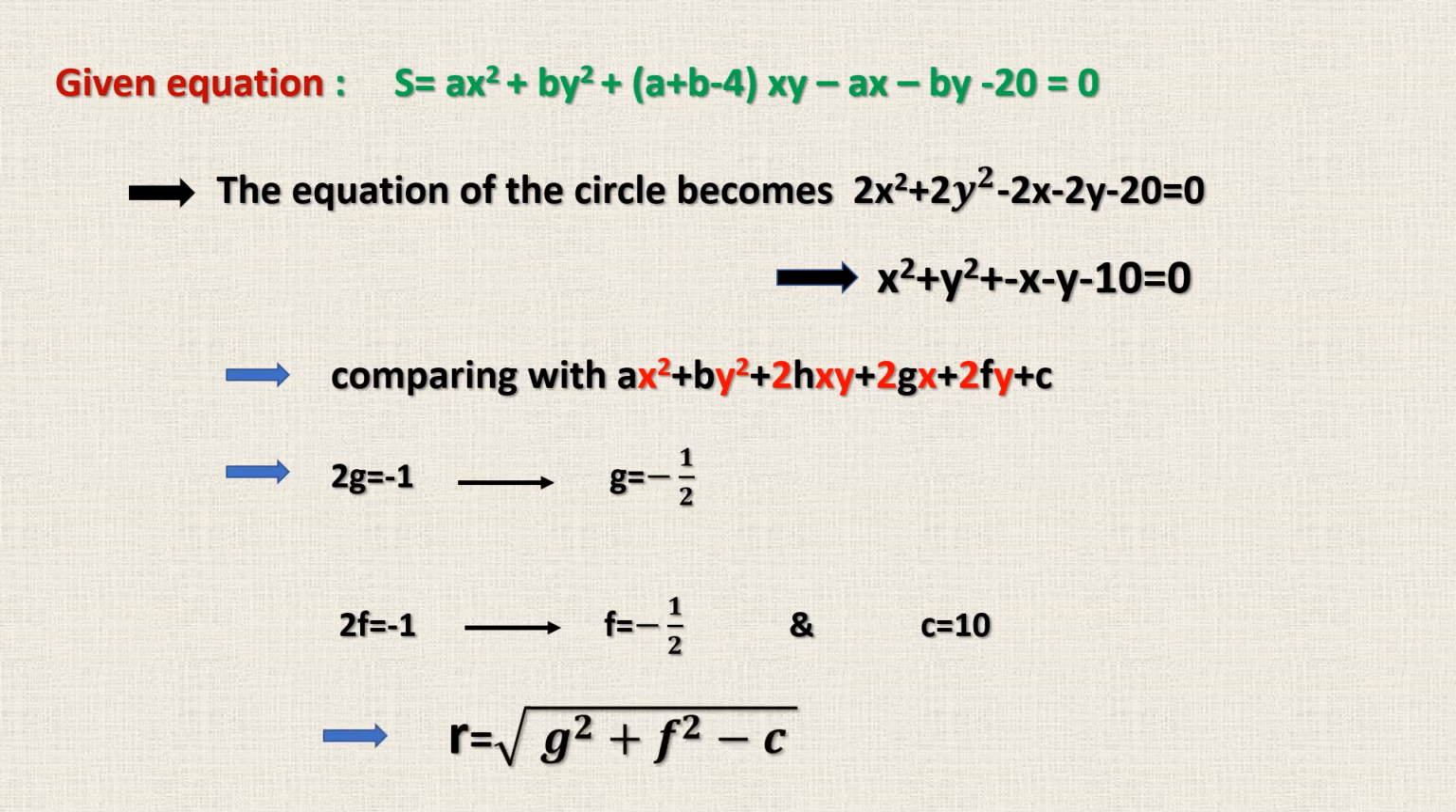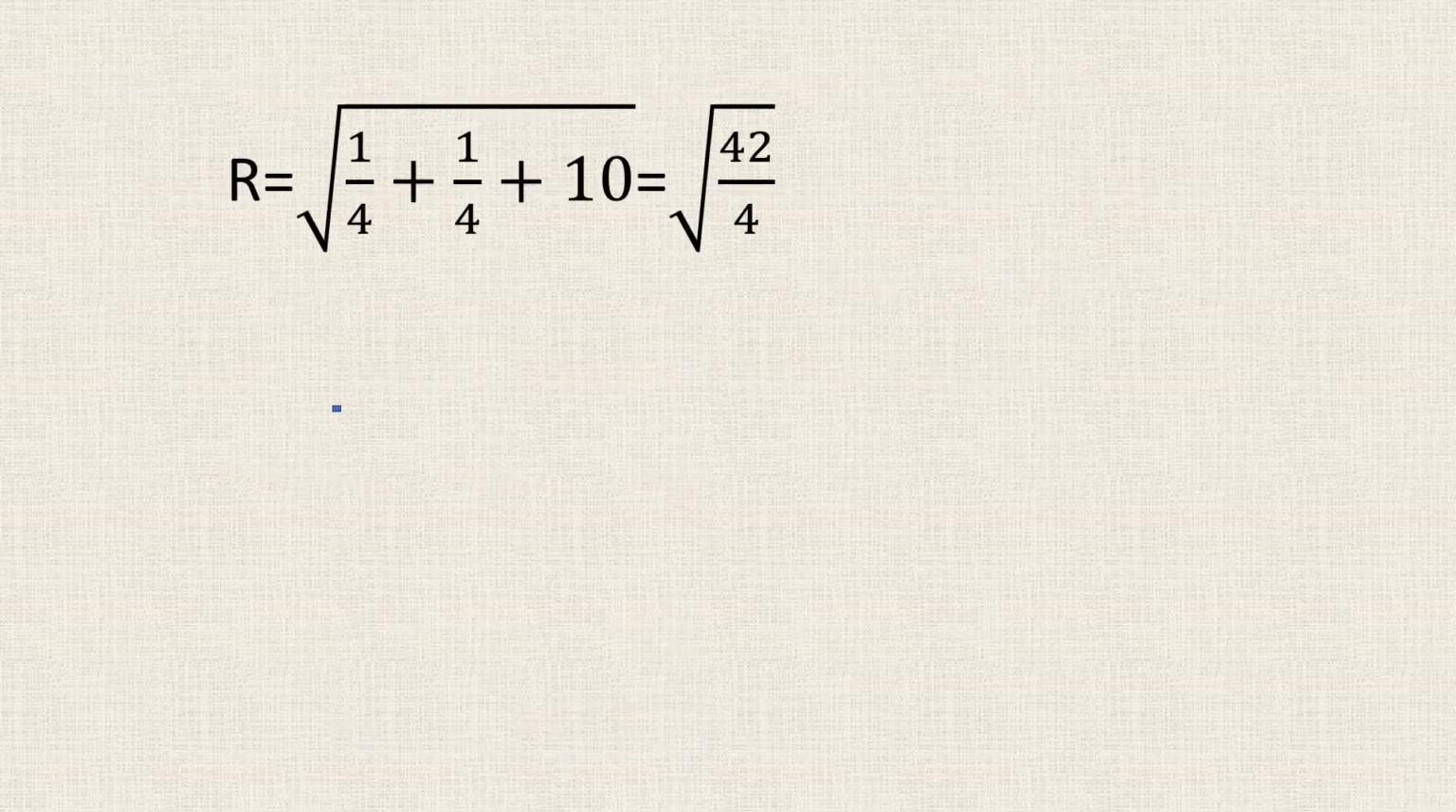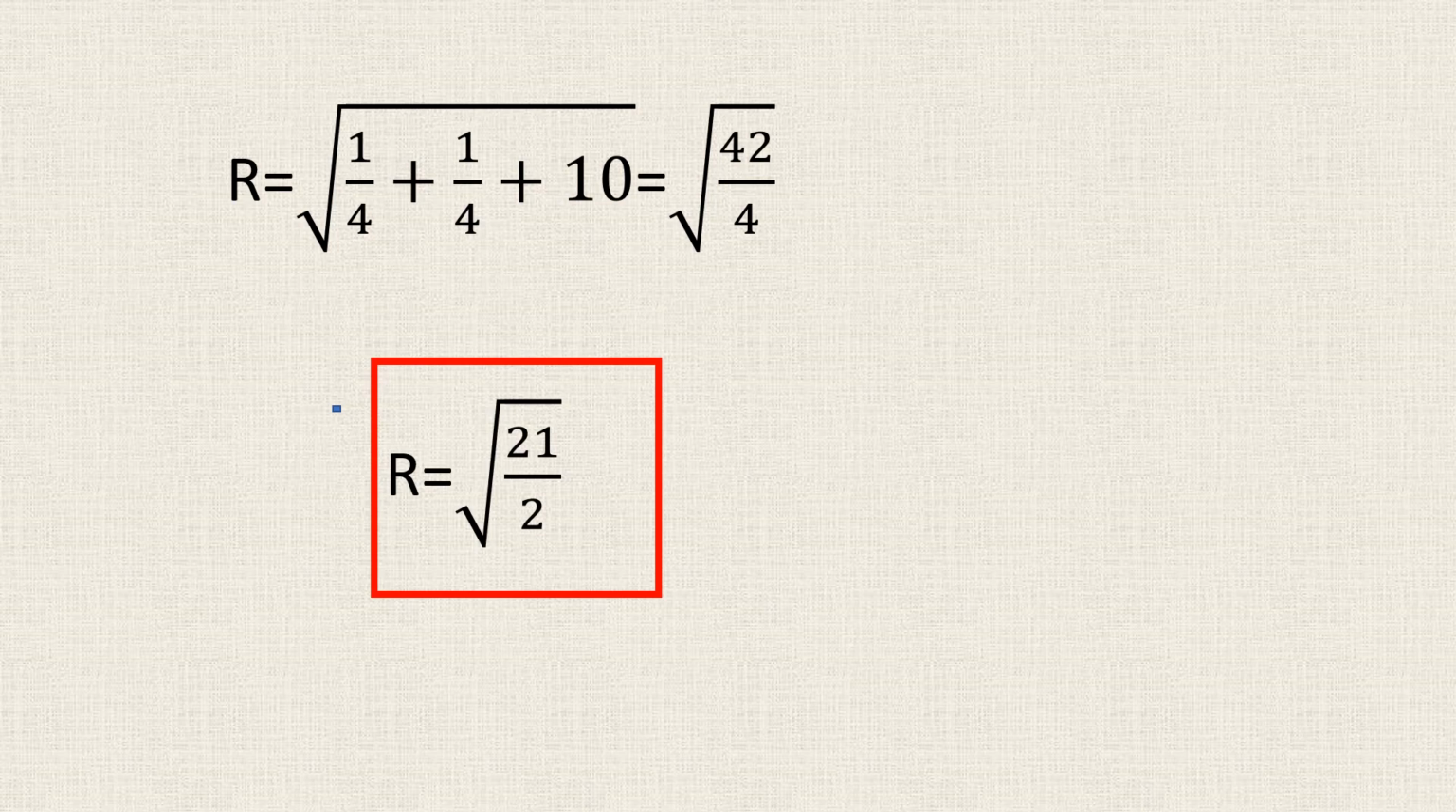The radius of the circle is given by square root of g square plus f square minus c, equal to square root of 1 by 4 plus 1 by 4 plus 10. If you sum these up, you will get square root of 42 by 4. By simplifying, you get the value of r as square root of 21 by 2.